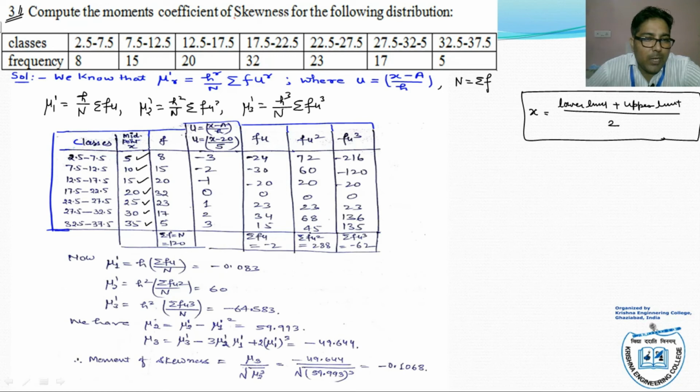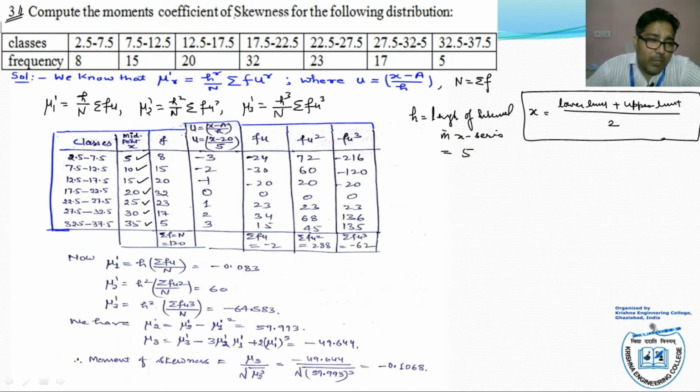Now find the sigma f with the help of the calculation, which is 120. Now we find the value of u. u is x minus a upon h, where h is the length of interval in x series. So 10 minus 5 is 5, 15 minus 10 is 5, 20 minus 15 is 5. So h is 5. What is a?